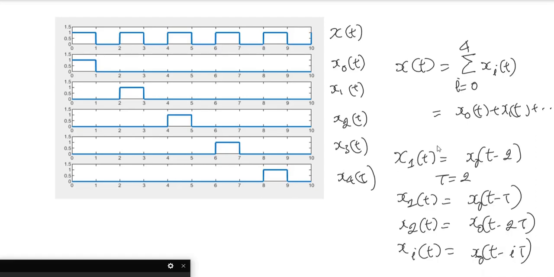We can also observe that all these xi's are related to each other, right? So for example, x1 of t will be x0 of t shifted by 2. Let's say our capital T, which is the fundamental period, is 2. Then x1 of t will be x0 of t minus T, x2 of t will be x0 of t minus 2 times T, and so on, right? So in general, xi of t will be equal to x0 of t minus iT.